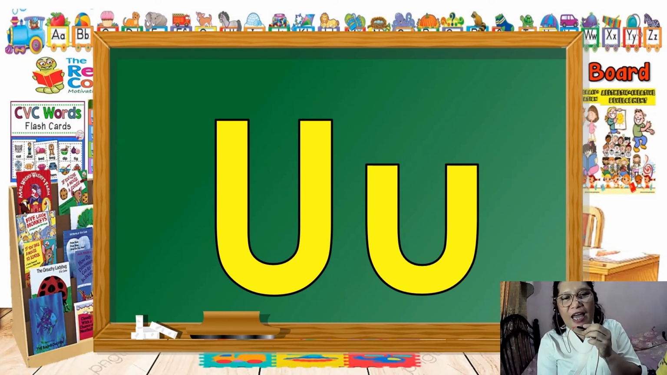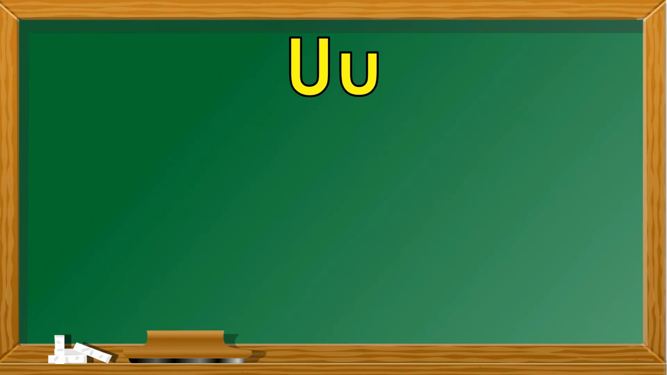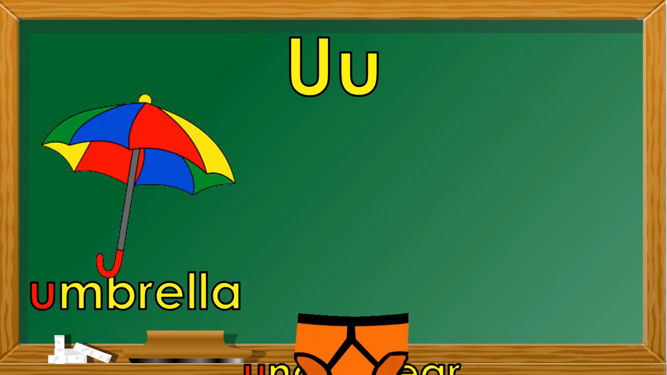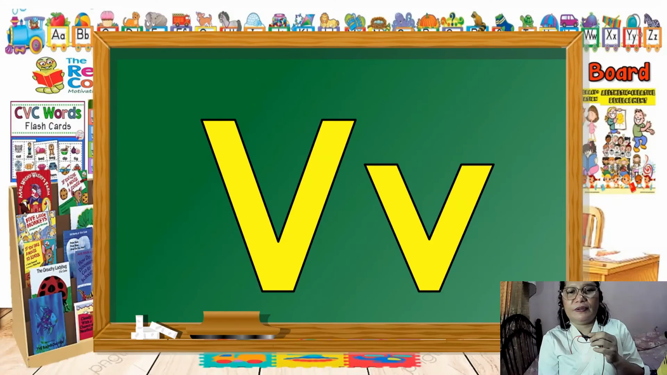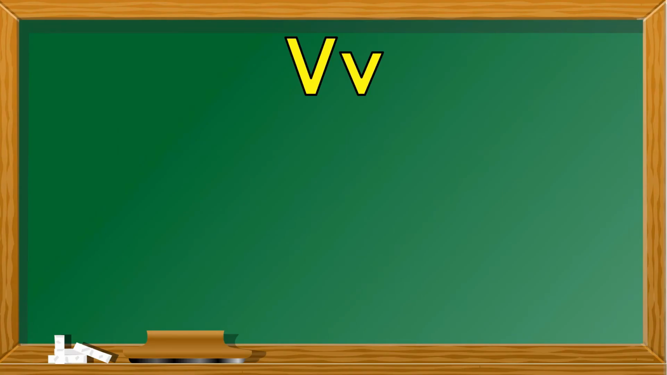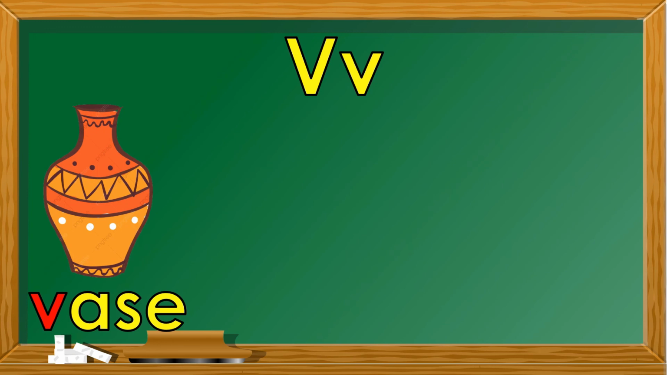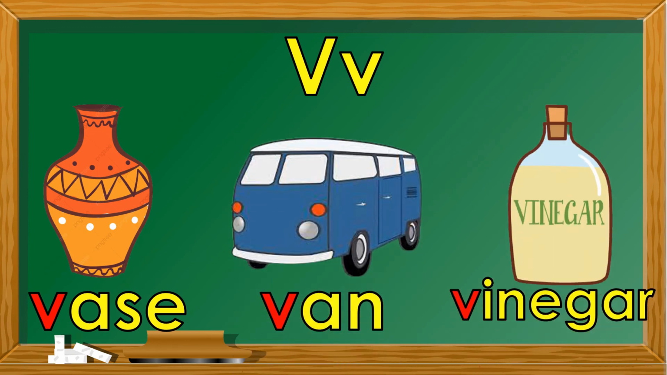Next letter is letter U. The sound of letter U is A. Here are some objects with the initial sound of A. Umbrella, underwear, underground. Next letter is letter V. The sound of letter V is V. Here are some objects with the sound of letter V. Vase, van, vinegar.